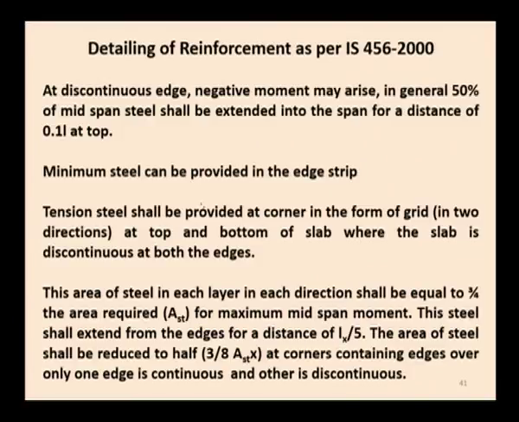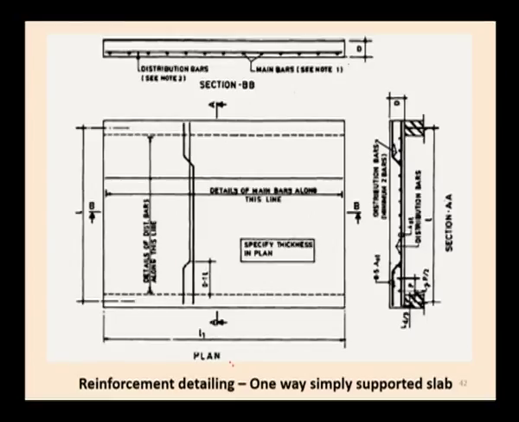The area of steel shall be reduced to half, 3/8 Ast, at the corners containing edges where only one edge is continuous and the other edge is discontinuous. In some cases, one edge is continuous and the other edge is discontinuous. At that corner, half of the reinforcement has to be provided to arrest the lifting of the corners when one edge is continuous and the other edge is discontinuous. So, this is the detailing of reinforcement as per SP 34. I have explained in detail.